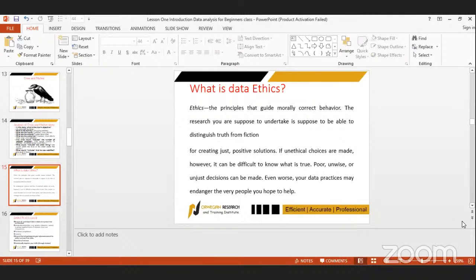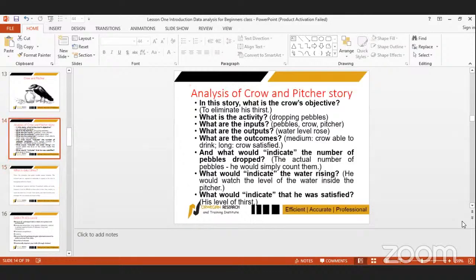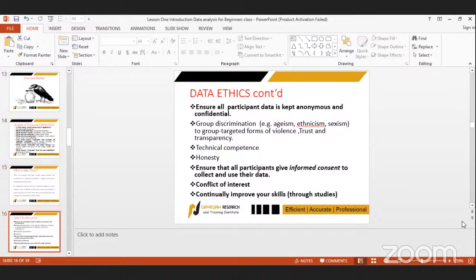Because if unethical choices are made, then that may damage even the reputation of the people that we were engaged in collecting data from. So poor, unwise, or unjust decisions can be made in the process of collecting data, and we want to try as much as possible to avoid that. That's why we are integrating ethical concerns in the process of data collection. Now, when we think about ethics, what are the typical areas where ethics is concerned? When we talk about data ethics, they are involved in the following areas.